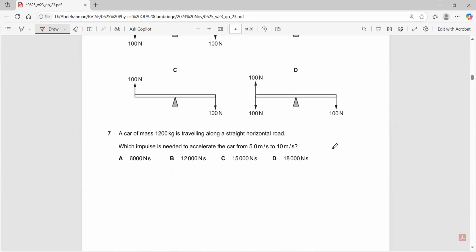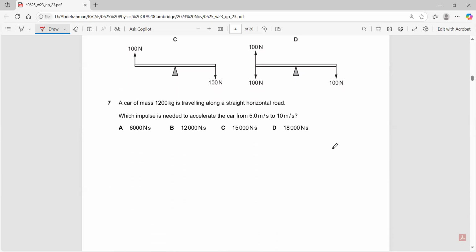A car of mass 1,200 kilograms is traveling along a straight horizontal road. Which impulse is needed to accelerate the car from 5 to 10 meters per second? Can I find the impulse? Yes, mv minus mu, the change in momentum. So basically 1,200 times 10 minus 1,200 times 5. We do not need to change the sign of the velocity. Why? Because it's moving in the same direction, right? 1,200 times 5, which would be 6,000 newton seconds.